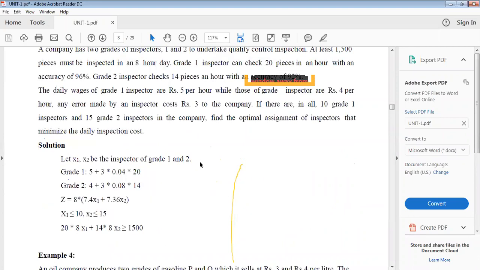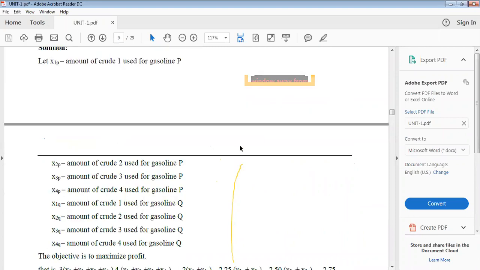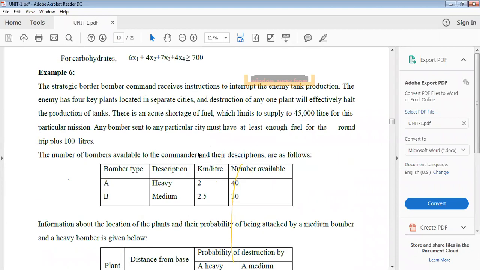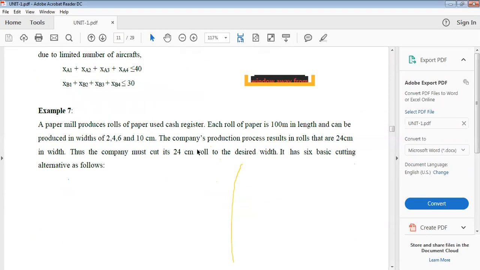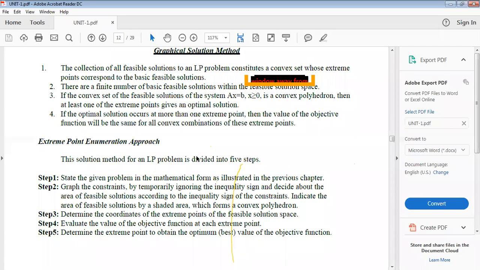This is another example, example 4, and this is example 5. This is another example, and example 6 is also another example. So first of all, the problems are to be formulated. Next, the solutions are to be found.